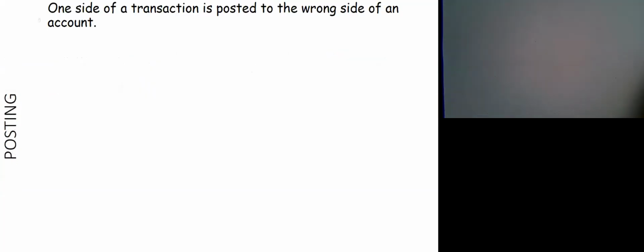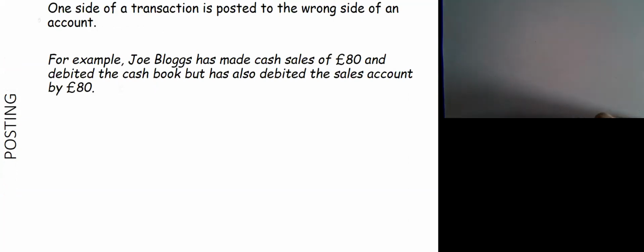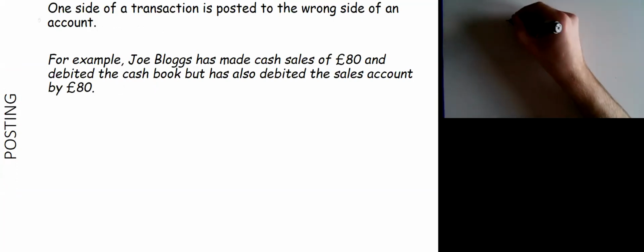Posting, so that's when one side of the transaction is posted to the wrong side of an account. And posting actually can be generalized a bit more. Posting can just be when it's posted to the wrong place. So Joe Bloggs has made the cash sale of £80 and debited the cash book, but has also debited the sales account. So this is what it looks like.